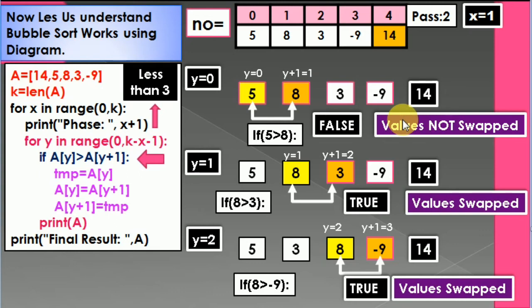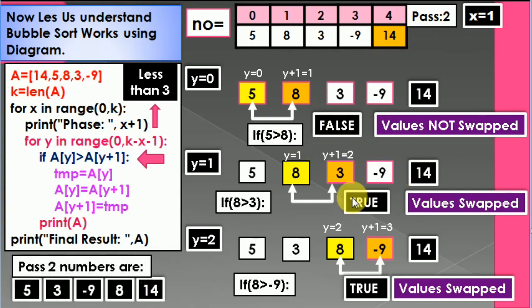So at the final result of pass 2, when finished, the values are swapped. What is the result? The final result is like this: 5 at 0, 3 at 1, -9 at second, and then 8. 14 is already fixed. So these are the pass 2 numbers.